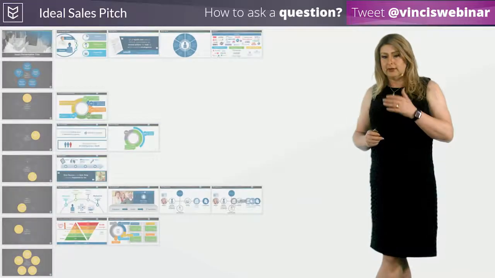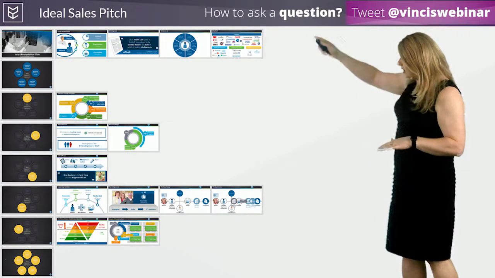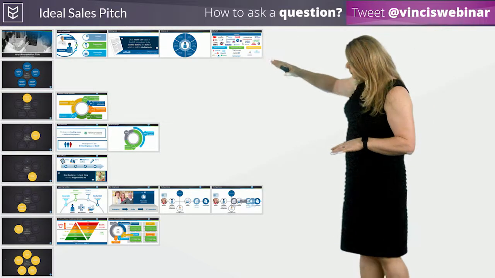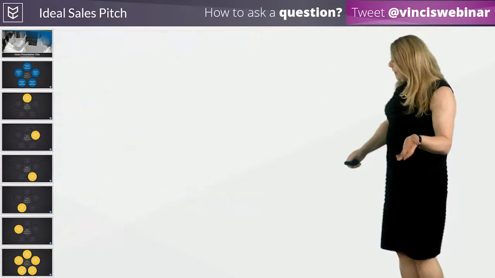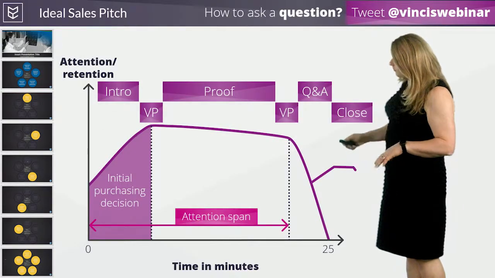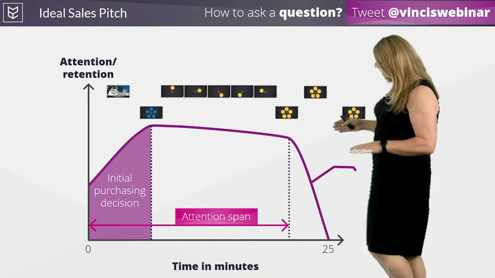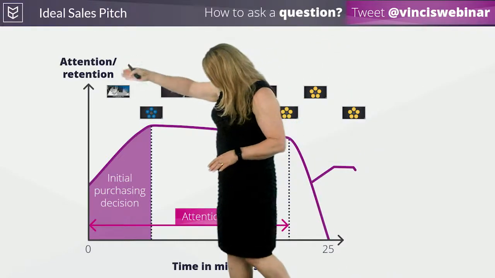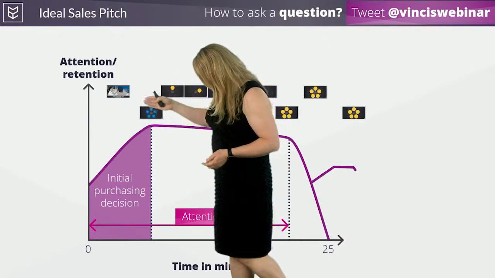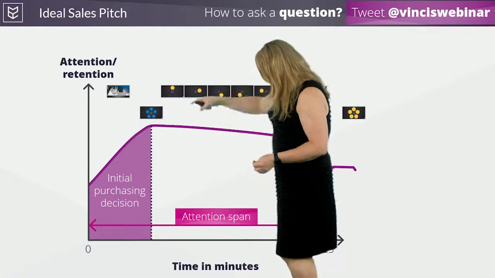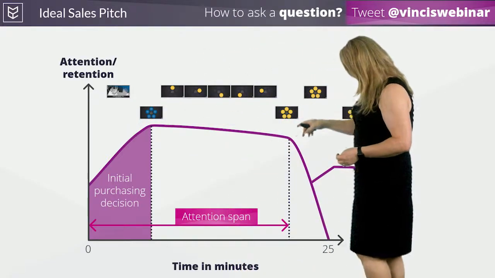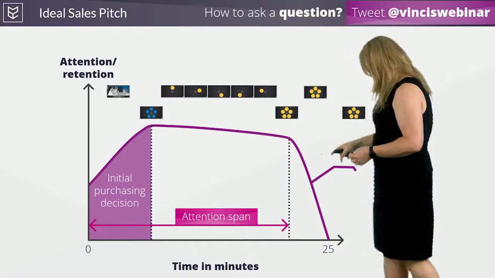Right, so let's look at the whole structure: introduction, value proposition, the 5 individual sections, and wrap up at the end with the Q&A. Let's map that over the attention span, so that you're crystal clear about how it happens. We've got an introduction, which describes what we're going to sell them and who we are. That's only going to last 4 or 5 minutes. Then the value proposition, and then each of those 5 sections, one after another, wrapping up with the value proposition, and then having the Q&A.